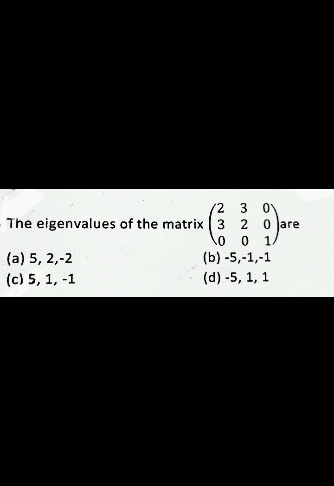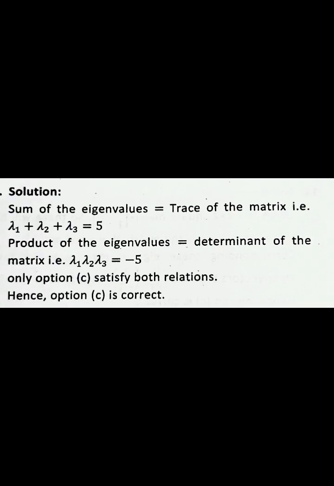The next question is: the eigenvalues of the matrix 2 3 0, 3 2 0, 0 0 1 are dash. We know that the sum of the eigenvalues is equal to the trace of the matrix, that is lambda 1 plus lambda 2 plus lambda 3 is equal to 5. Then the product of the eigenvalues is equal to the determinant of the matrix, that is lambda 1 into lambda 2 into lambda 3 is equal to minus 5. So the only option that matches these two conditions is option C. So option C is the correct answer.